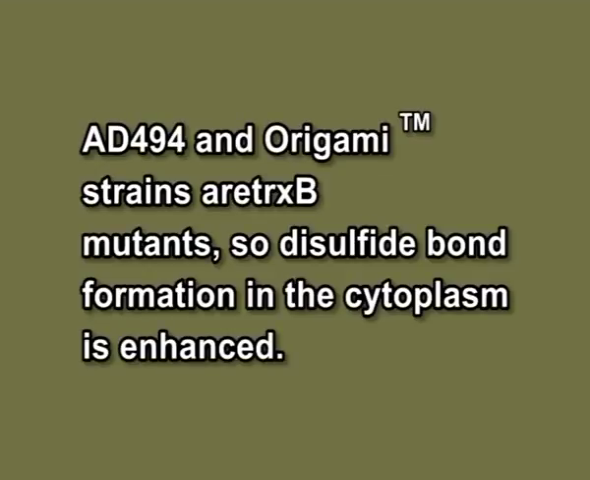BL21(DE3) and its derivatives are by far the most used strains for protein expression. Still, there are reports where the K12 lineage is used for this purpose. AD494 and the Origami strains are trxB mutants, so disulfide bond formation in the cytoplasm is enhanced. Another widely used strain from the K12 lineage is HMS174, a recA mutant. This mutation has a positive effect on plasmid stability.